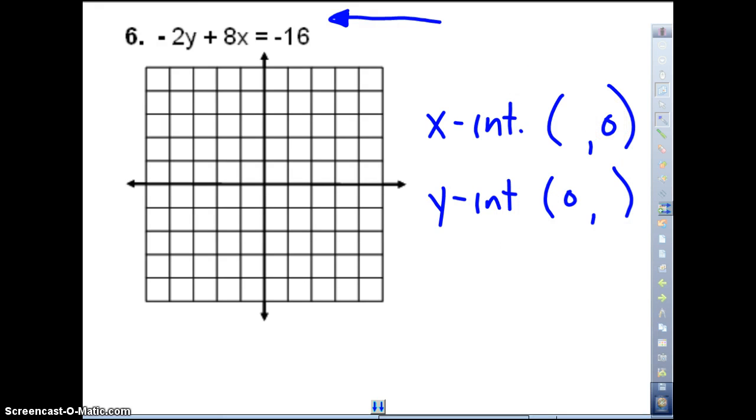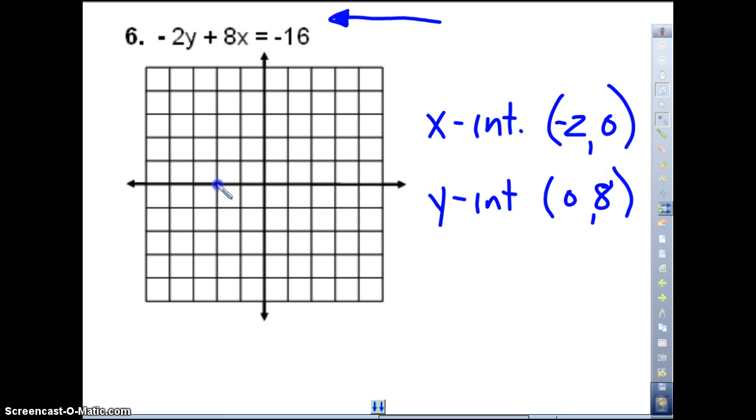Let's find our x-intercept, cover up our y, and our x-intercept is what? 2. Not 2. Oh, wait, that'd be -2. That's -2. Yeah, I didn't see that. That's okay. My y-intercept is where x equals 0. Cover that up. What's my y-intercept? 8.